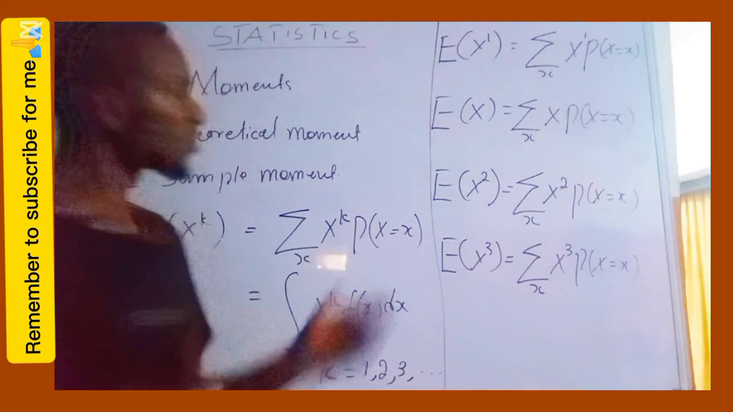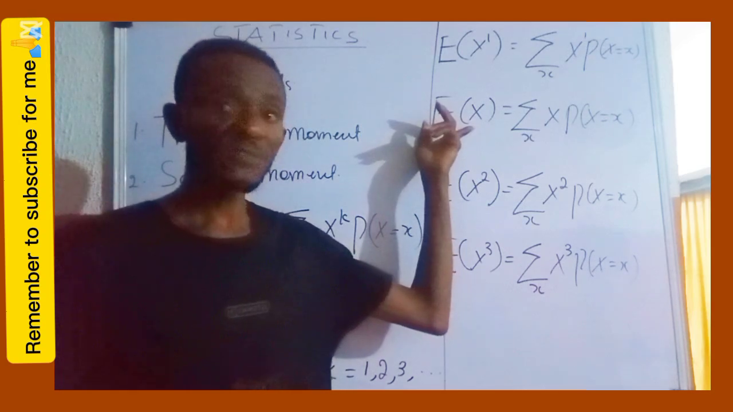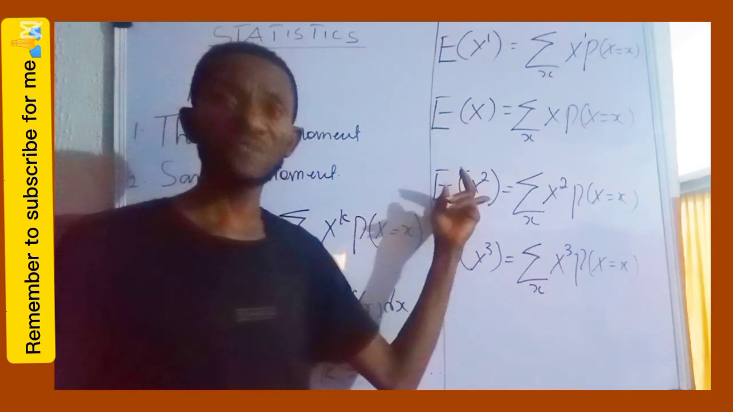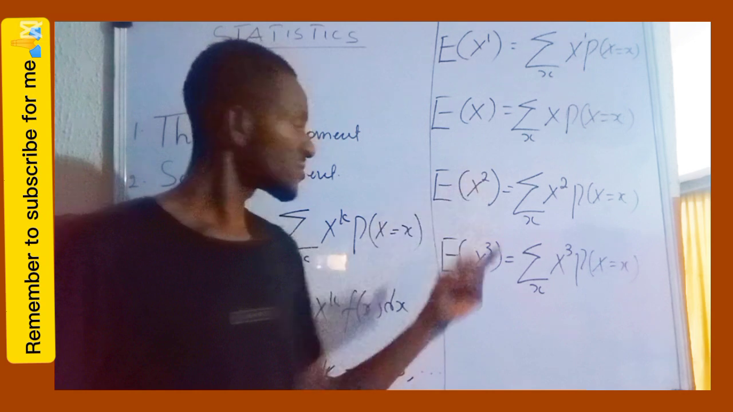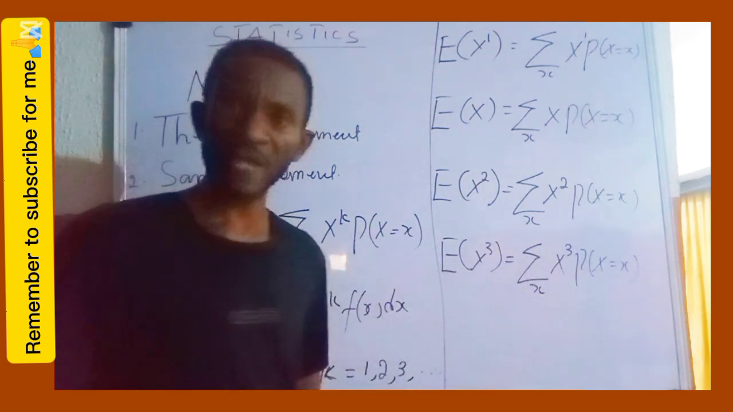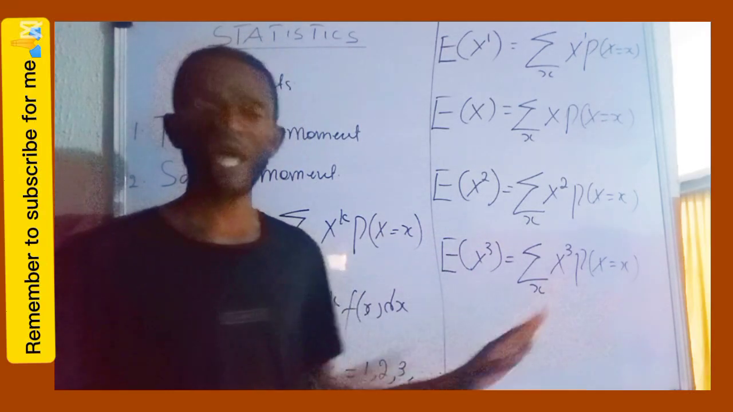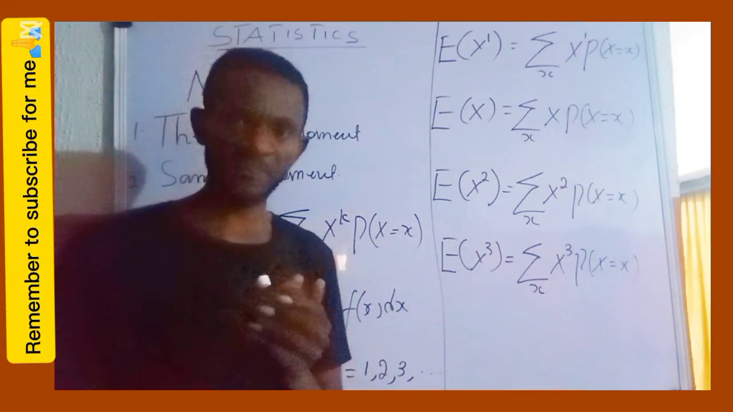Okay? So this is what we call the first moment about the origin, second moment about the origin, third moment about the origin, down the line. So you can talk about the fourth, you can talk about the fifth, down the line. They follow the same pattern.